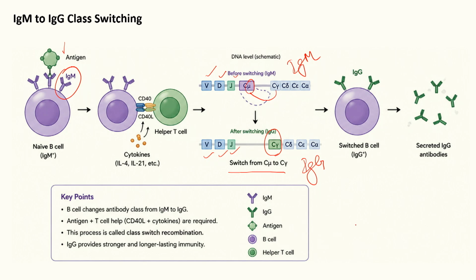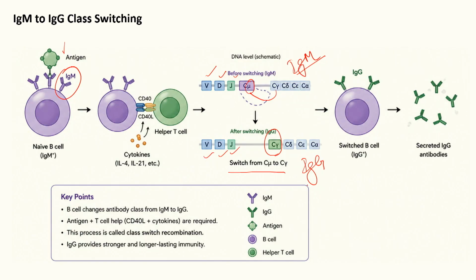So if there is a switching of the IgM specific chain to the IgG specific chain, that means the mu chain is changed into the gamma chain, then we can say that the IgM molecule is now changed to an IgG molecule, and therefore what we got is now the surface expression of IgG molecules. So initially the IgM was there and now it is IgG.